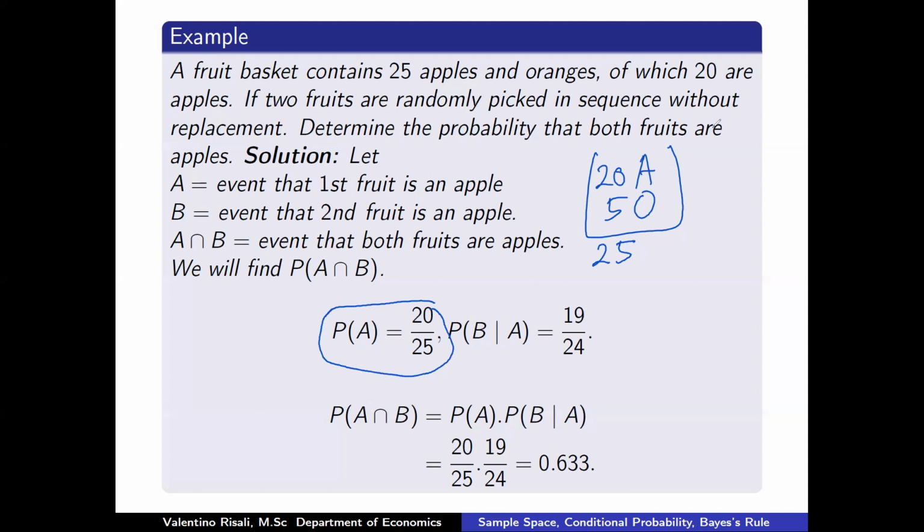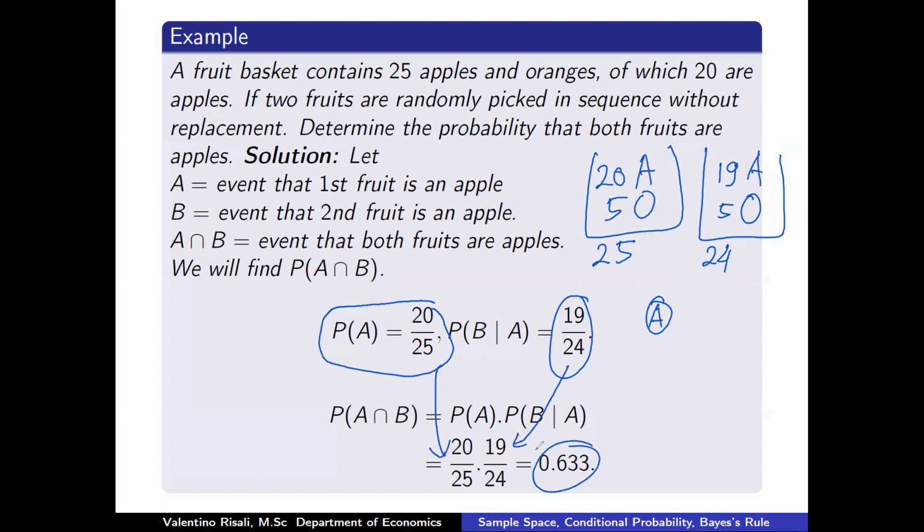fruit, let's say it is an apple. We don't replace it, so the basket consists of 24 fruits now, where 19 of them are apples and 5 of them are oranges. So for this conditional probability, we have the probability is 19 divided by 24, like this, and then we combine it, and we get the probability is this.